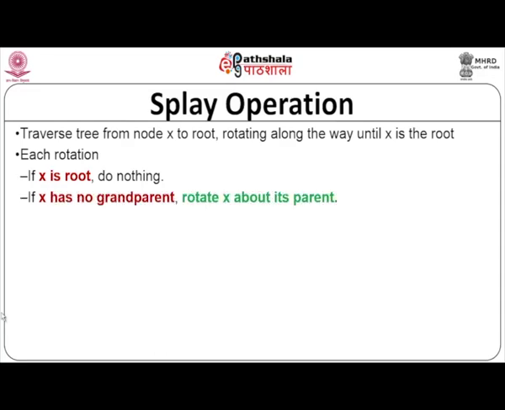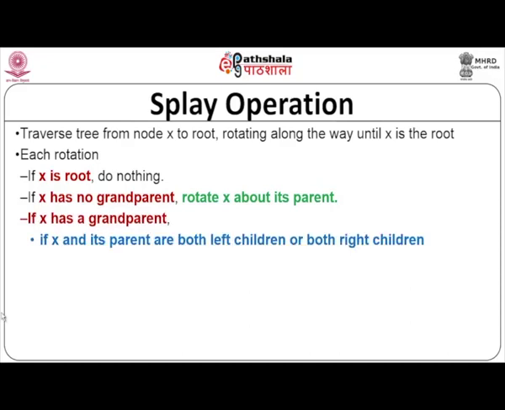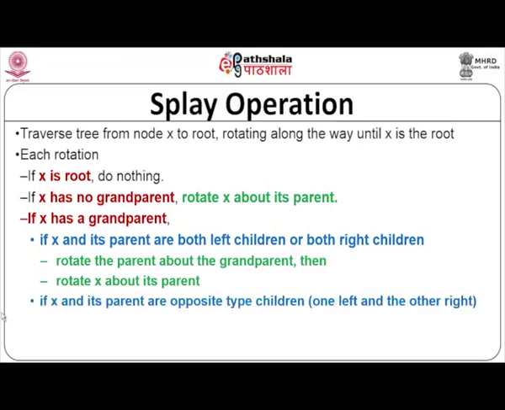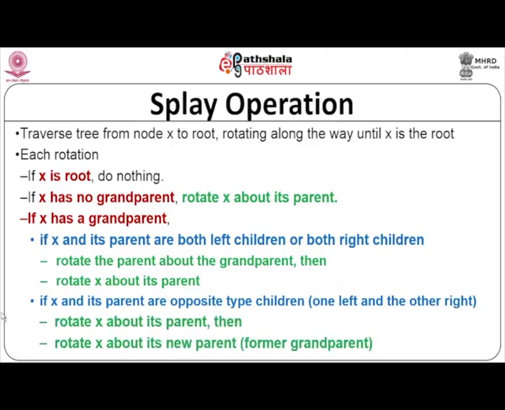If x has no grandparent, you just rotate x about its parent. If x has a grandparent, then if x and the parent are both left children or both right children, you can have both cases, rotate the parent about the grandparent, then rotate x about the parent. If x and the parent are opposite types of children, one left and the other right, then you rotate x about its parent and then rotate x about the new parent, that is the former grandparent.